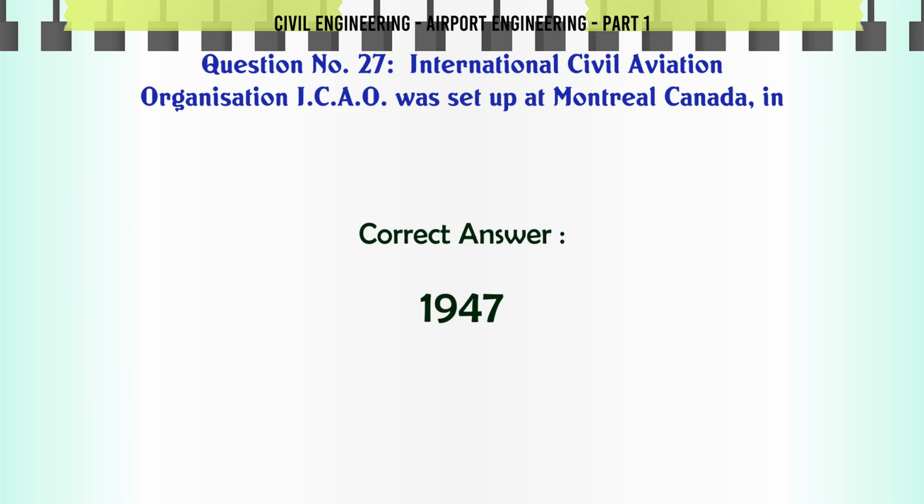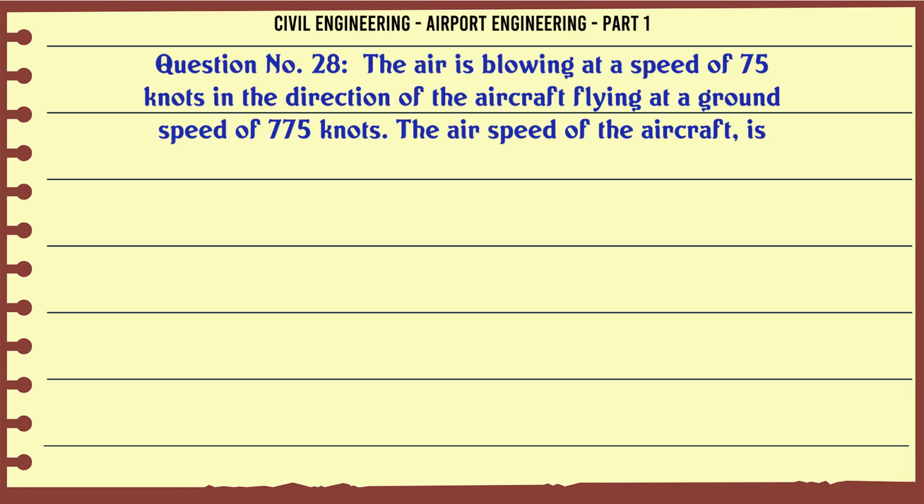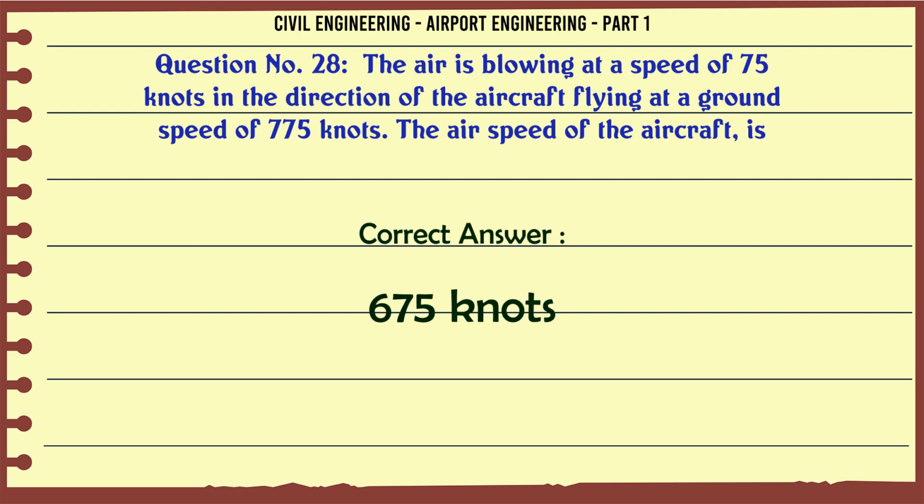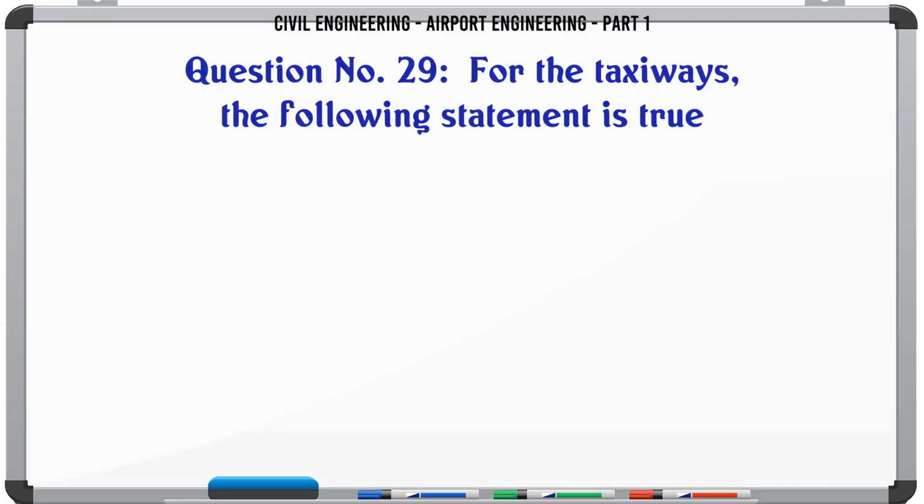1947. The air is blowing at a speed of 75 knots in the direction of the aircraft flying at a ground speed of 750 knots. The airspeed of the aircraft is: A. 775 knots, B. 75 knots, C. 850 knots, D. 675 knots. The correct answer is 675 knots.